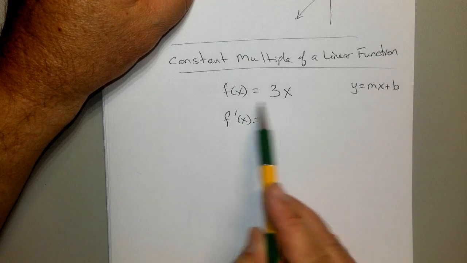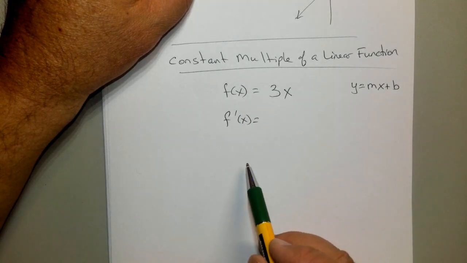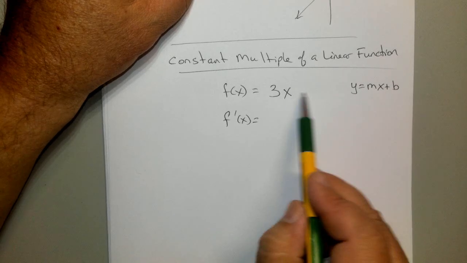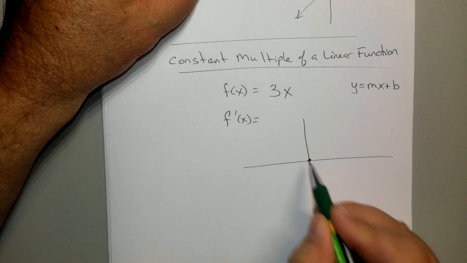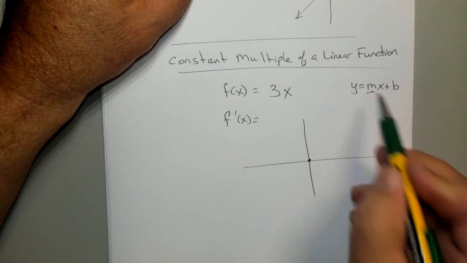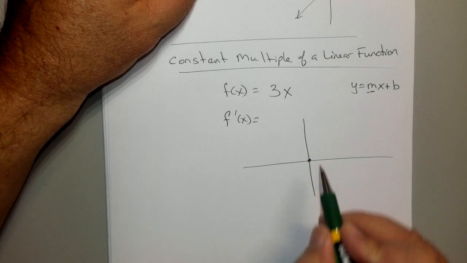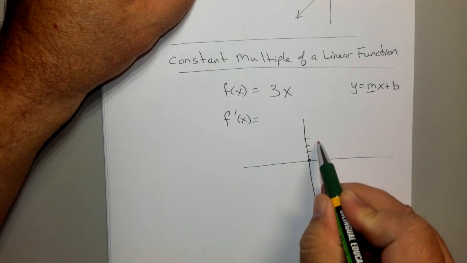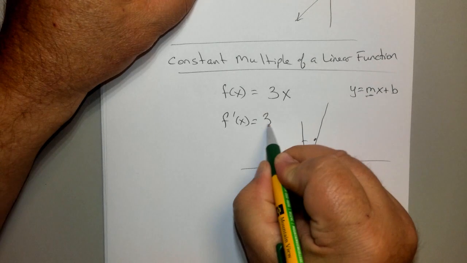So what do we know about this graph? What's the y-intercept? It doesn't have one, so it's 0. It goes through the origin. What's in front of the x? The slope. And our slope is what? Up 3 over 1. So the derivative is 3.